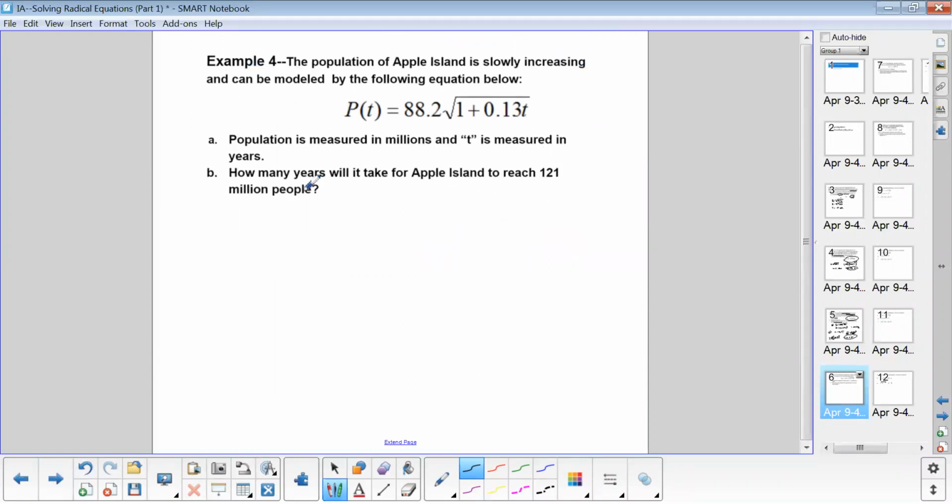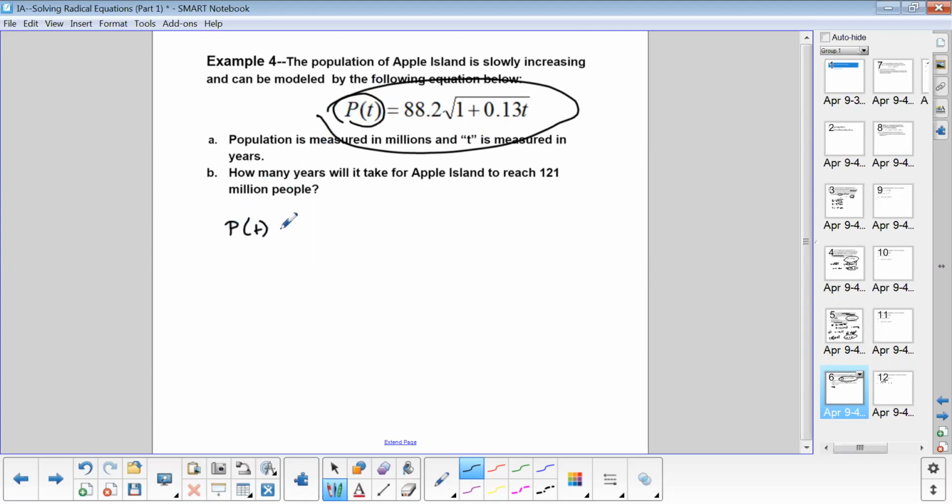Next example, we've got a population function that models how a population is growing, and it's increasing slowly. And so the population is measured in millions, and t is the time in years. So how many years will it take for Apple Island to reach 121 million? So this right here, this is p of t.